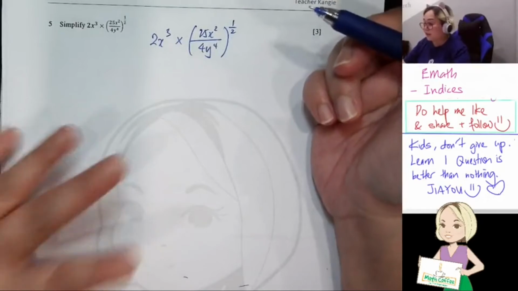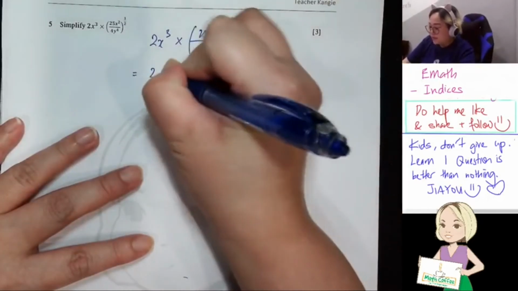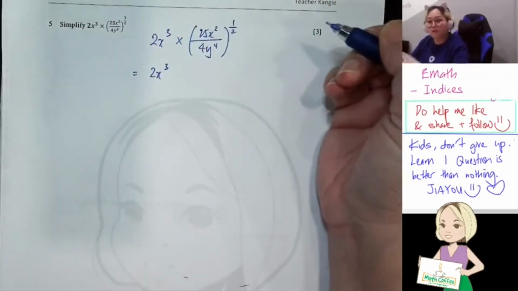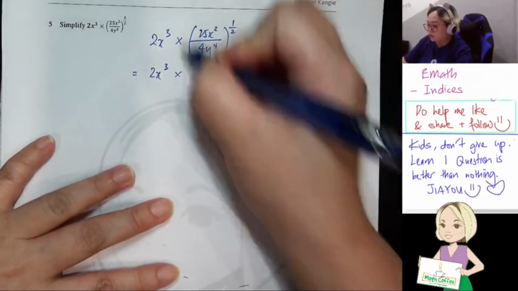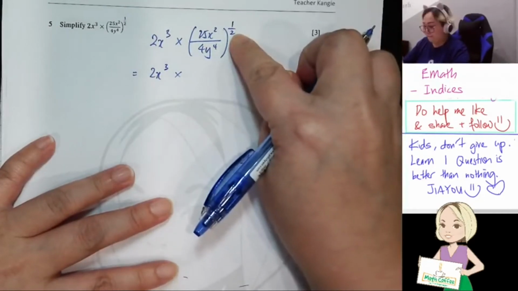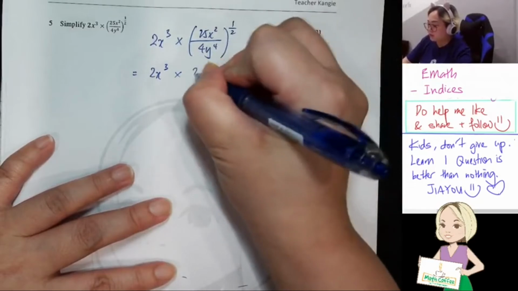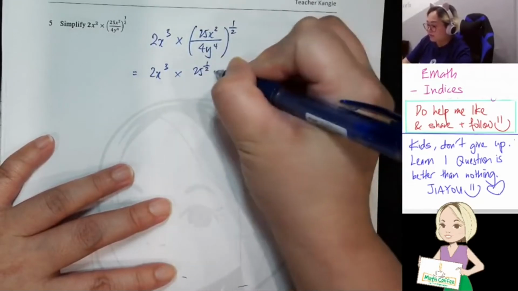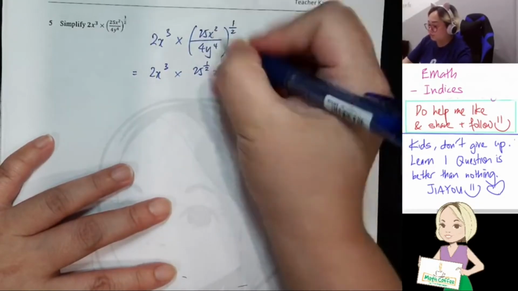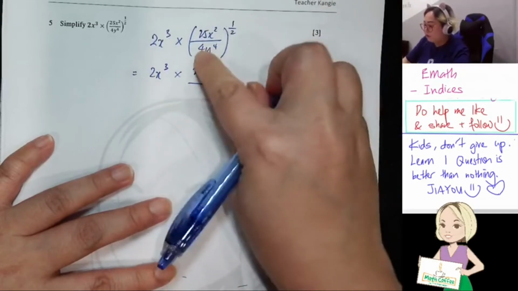So let's do step by step. So 2x cubed will not change anything, just remain as it is. We are going to do this one. So power half. So let's do 25 to the power of half. That means this one I will write 25 to the power of half. This one will become 2 times half, so it's x to the power of 1. 4 to the power of half.